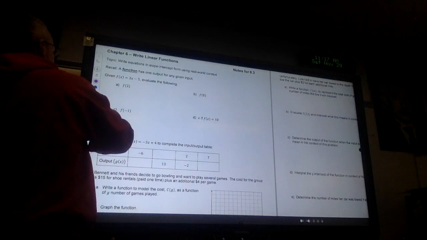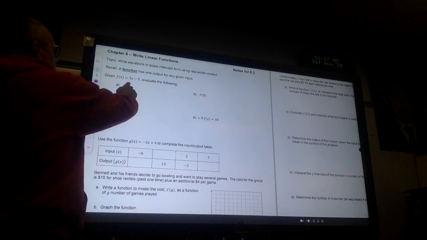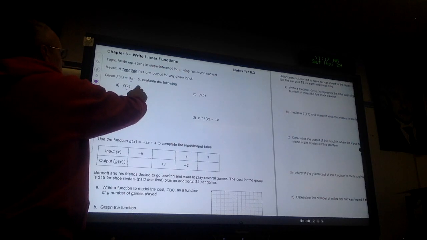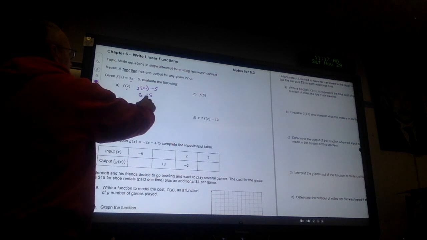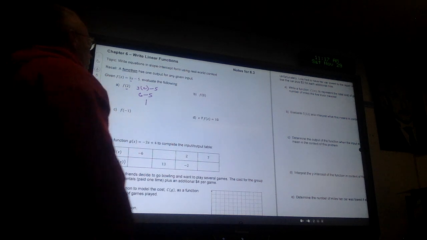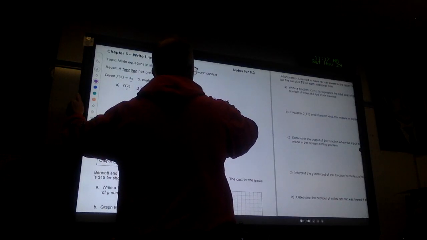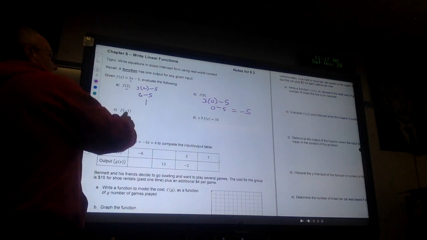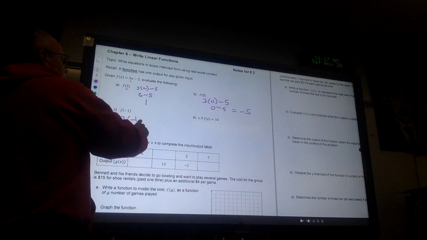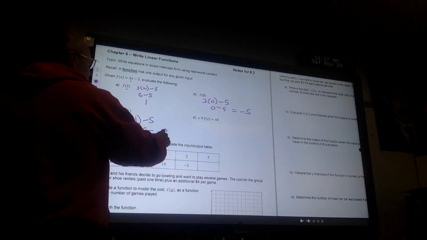All right, when we see the 2 right here, this means we're going to replace the x. So I'm going to get 3 times 2 minus 5, which is 6 minus 5, which gives you 1. Again, I'm going to take that 0, plug it into x, so I get 3 times 0 minus 5, which is 0 minus 5, which is just -5. This one we're going to plug -1 in. So I get -3 minus 5, which is -8.